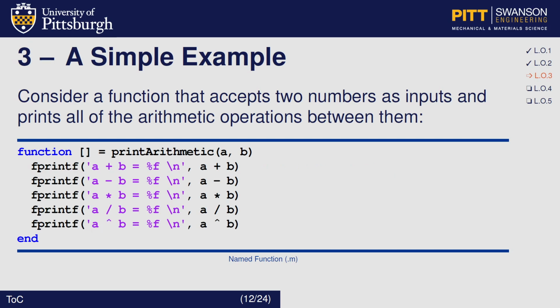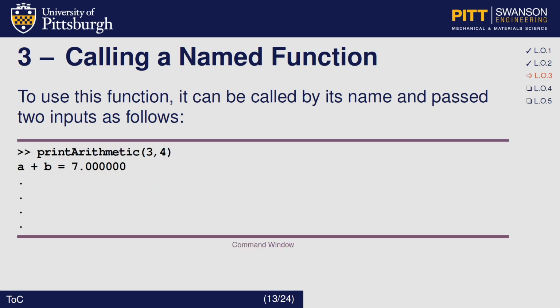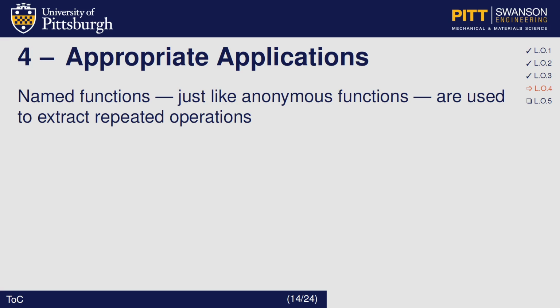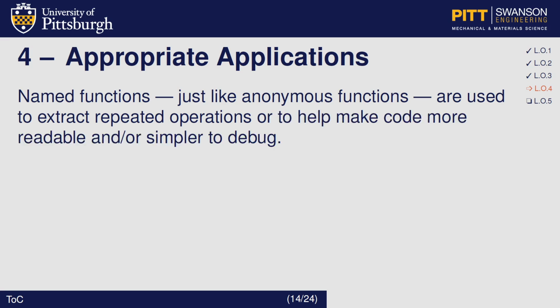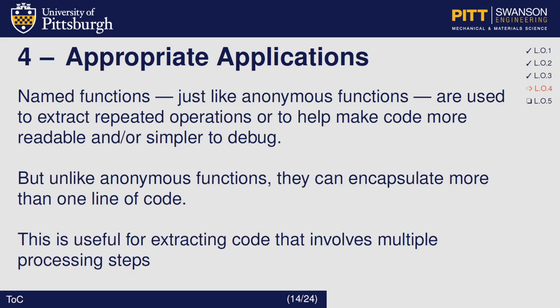To use this function, it can be called by its name with its inputs passed in parentheses. In the command window, we write print arithmetic with 3 and 4 in parentheses as the two inputs A and B. Then each result is printed line by line. Named functions are useful, just like anonymous functions, for extracting repeated operations, or to make code more readable and simpler to debug. But unlike anonymous functions, they can encapsulate more than one line of code.